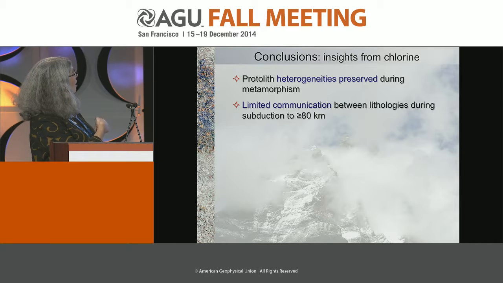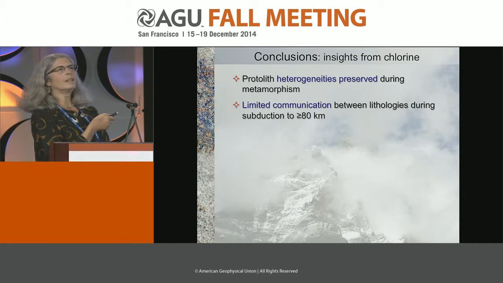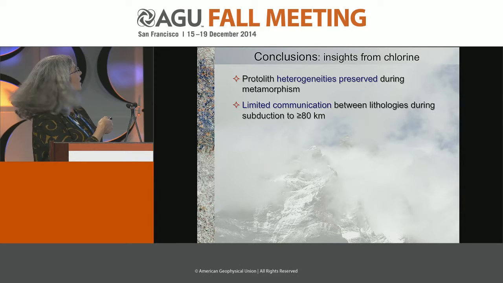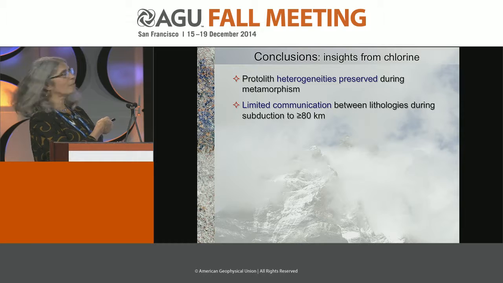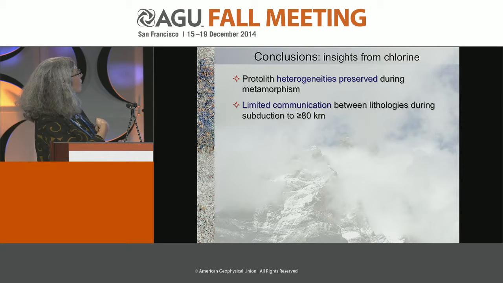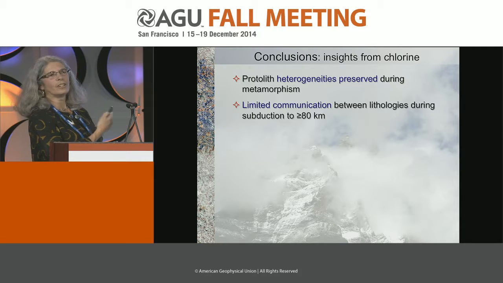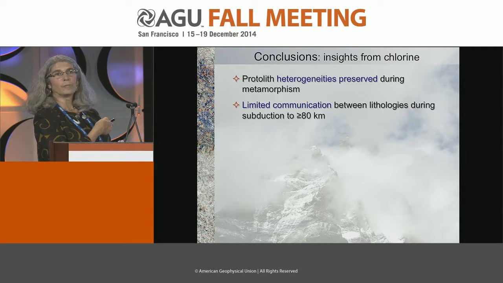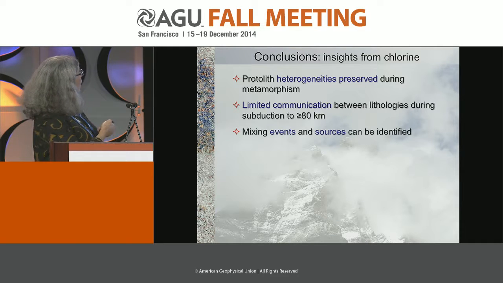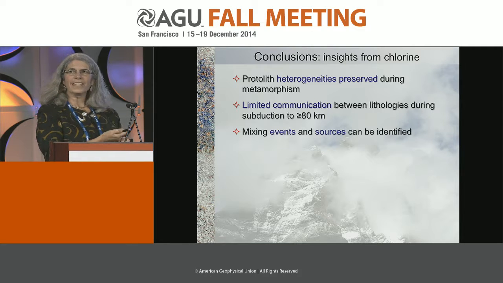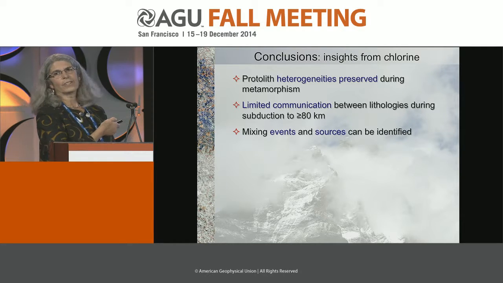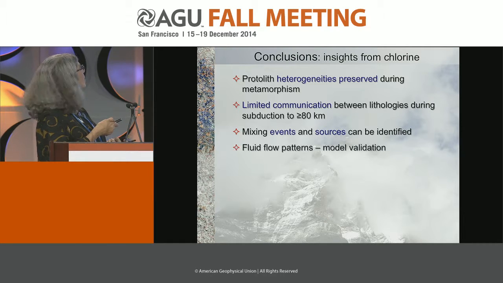And overall, all of these studies are showing us very limited communication between different lithologies in all of the different packages of rocks. And in the case of the Zermatt-Saas rocks, that's true throughout the prograde subduction history to depths greater than 80 kilometers. It was only during exhumation in the subduction channel that we start to see evidence for mixing of different components. But where we do see mixing, I would argue that the discrete mixing events and the sources of those discrete fluids can be identified with chlorine stable isotopes.